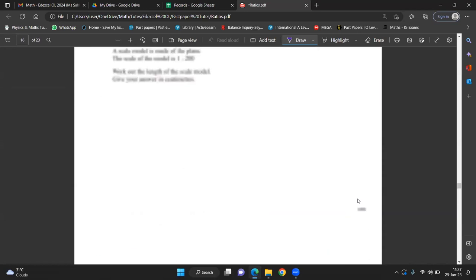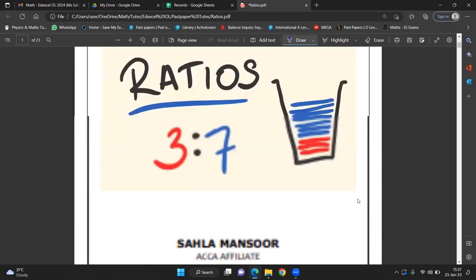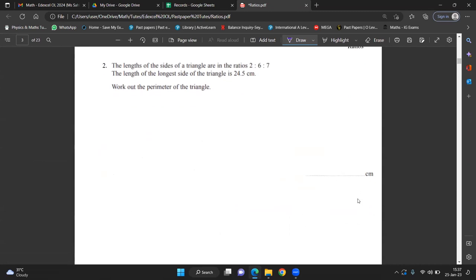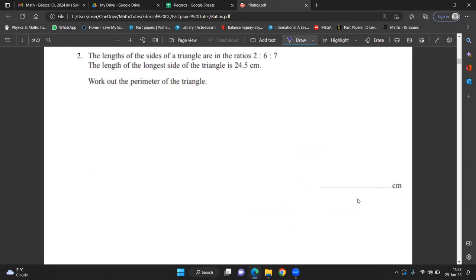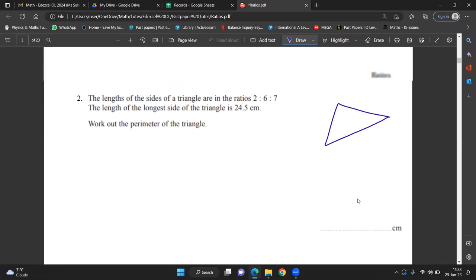Okay, move on to question number 2. Question number 2. How many sides does a triangle have? Three sides, right? Draw a triangle on the side. Just a random triangle. Question 2, okay? Isn't it on a new page?